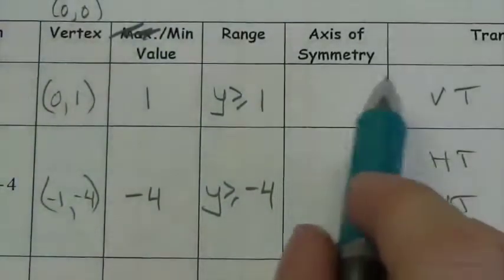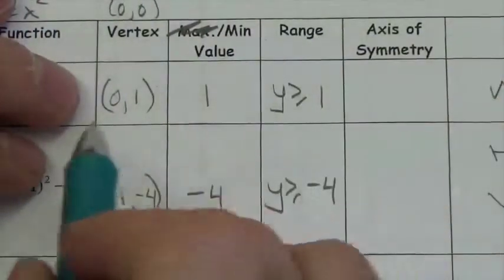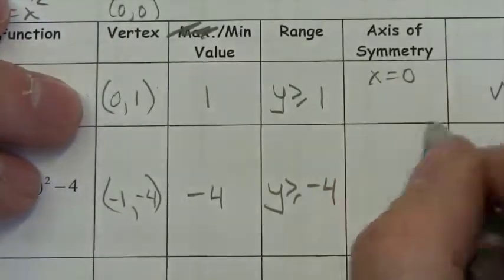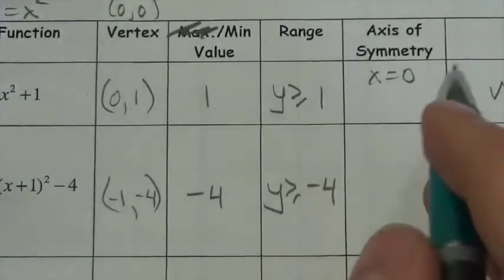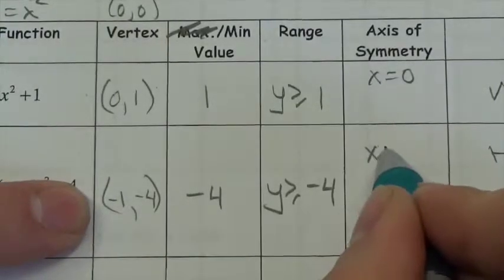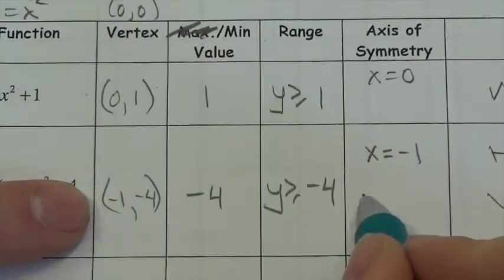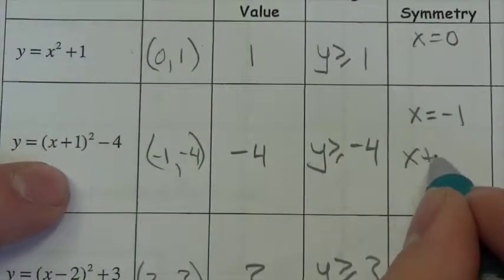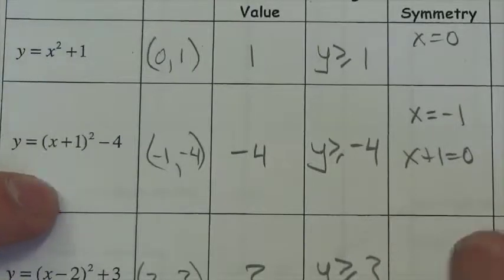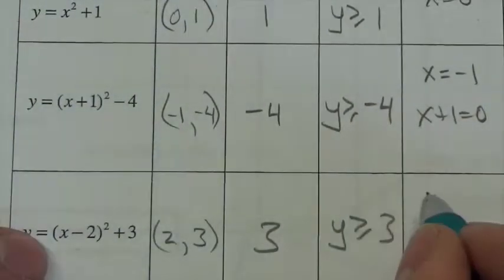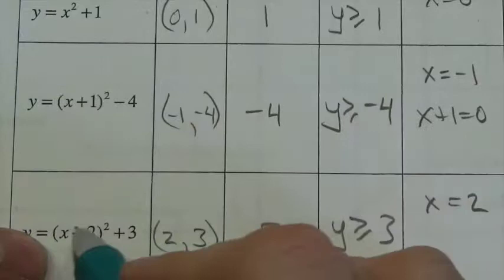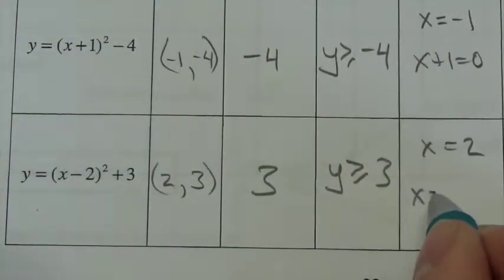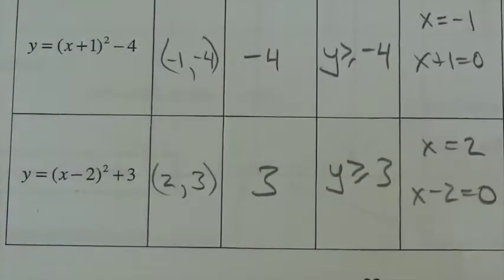Which leaves us with the axis of symmetry, which we've seen before is related to the x-coordinate of the vertex. So x is equal to 0, and actually when it's equal to 0, that's about the best you can do. X is equal to 0. Here, x is equal to negative 1, or if you think about the way we did it previously, x plus 1 is equal to 0. Either one of those is fine. Here, x is equal to 2, or we take what's inside that expression being squared, and I would say x minus 2 is equal to 0. Okay, and there you go.